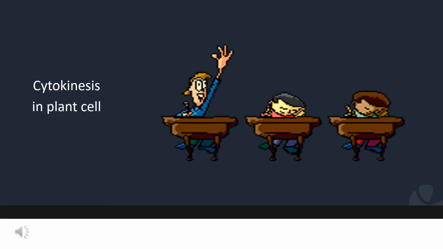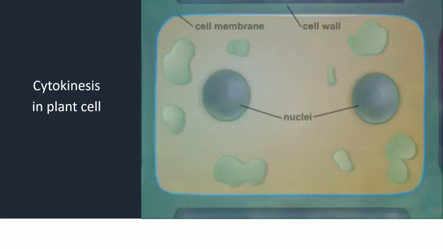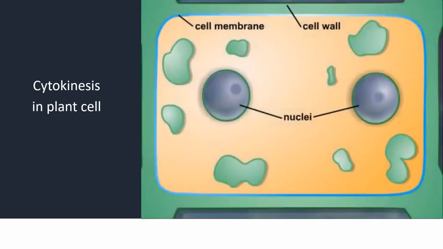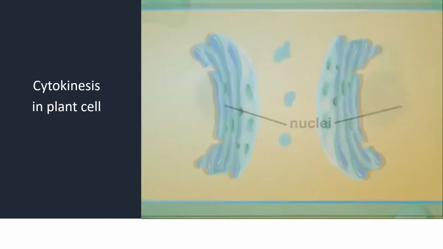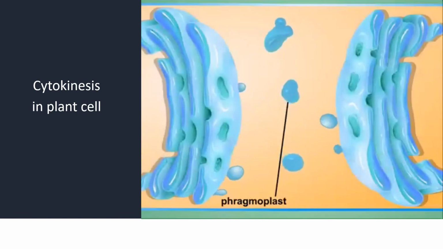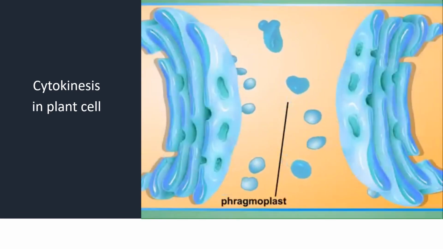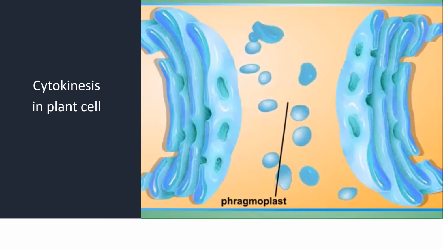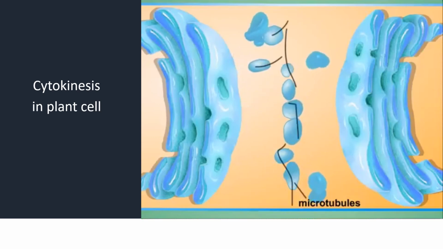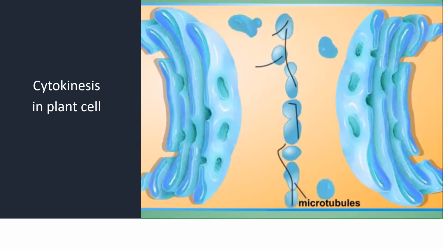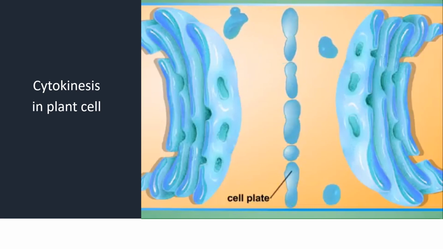Now, let's watch a video of cytokinesis in a plant cell. In plant cells, membrane components are assembled in the center of the cell to form the phragmoplast. These components are vesicles derived from the Golgi apparatus. The vesicles travel along microtubules, and their content forms the cell plate.